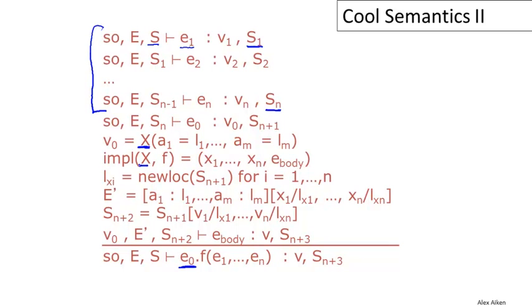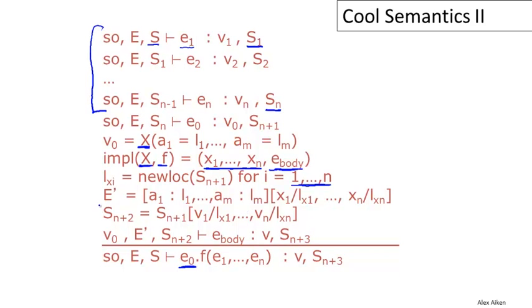So we look for the method f in class X. We want to know its implementation. And in particular, we get the names of the formal parameters, x1 through xn, and we get the body of the function or method. The next thing we have to do is allocate space in the memory, or in the store, for the actual parameters of the method call. So we allocate n new locations, one for each actual argument.